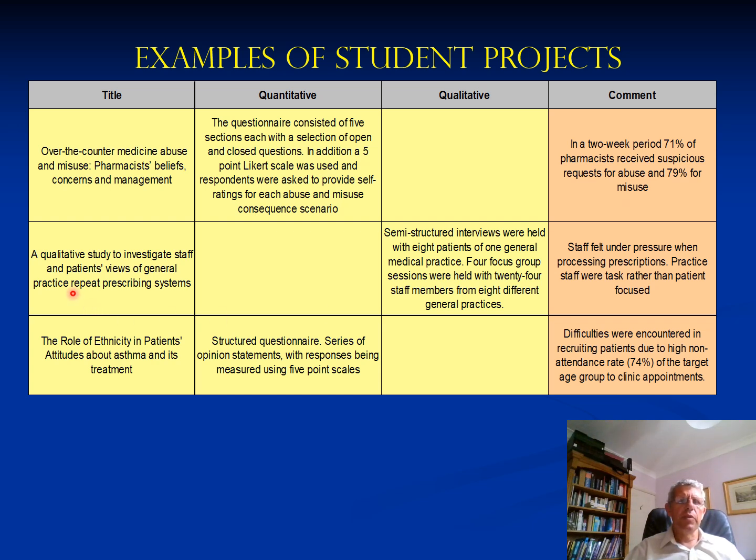A second example is a study entitled "A Qualitative Study to Investigate Staff and Patients' Views of General Practice Repeat Prescribing Systems." And obviously you can see from the title that they decided to do a qualitative study. They could have decided to do a quantitative study, as this study did here. They could have sent out a questionnaire, but having looked at the literature and the issues, they felt that perhaps a qualitative study would be better.